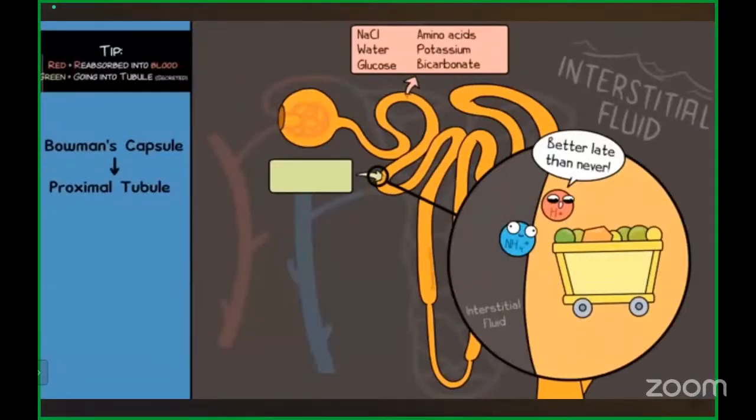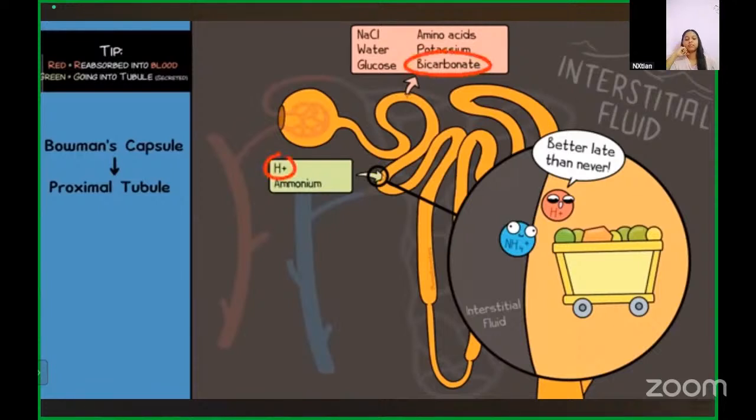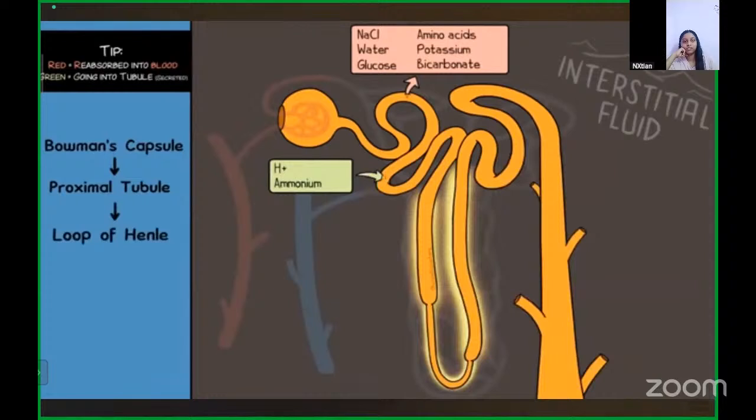Meaning what will move from outside the tubule, the fluid surrounding this area of the nephron, into the proximal tubule. H+ ions and ammonium ions are some items secreted. With what's being reabsorbed and secreted, like bicarbonate and H+, you can tell the proximal tubule is important for pH regulation. Now we move into the loop of Henle.